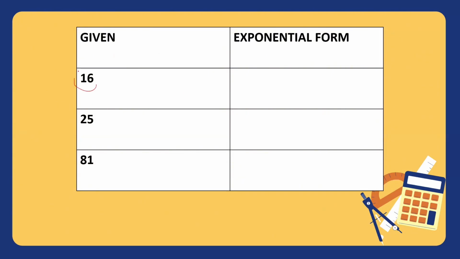The exponential form of 16 can be 4 to the power of 2, or 4 squared, because it is equal to 16. And also, aside kay 4 squared, the exponential form of 16 can be 2 to the power of 4, because 2 to the power of 4 is also 16. Next, 25. 25 has only one exponential form, which is 5 squared. And 81, the exponential form of 81, we have 9 squared, or 3 to the power of 4.